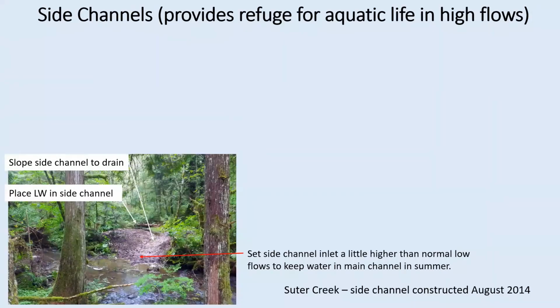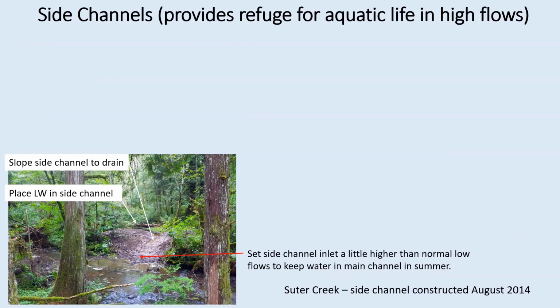And another thing that we've done is we've added side channels. So side channels are nothing more than just a channel off to the side of your creek. And that's a good place for refuge for the fish. And what you want to do is fairly simple. You just want to set an inlet up a little higher than your regular creek, the main stem of your creek, so that the water doesn't flow in there.